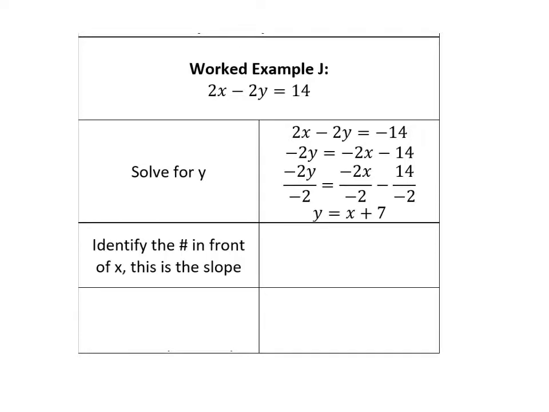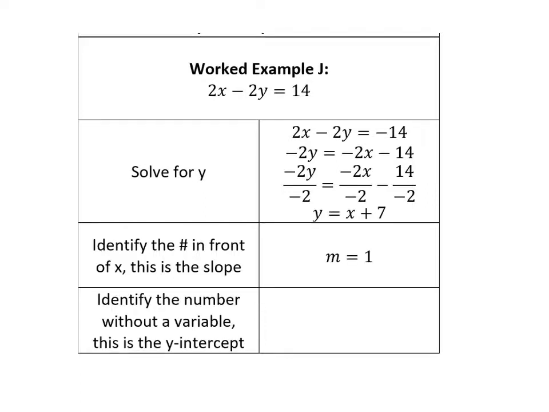And then we identify the number in front of the x. This is our slope. Since there's no number sitting in front of the x, that's automatically a 1. Identify the number without a variable. That is our y-intercept. In this case, it is 7. Again, I wrote that as an ordered pair, 0, 7.